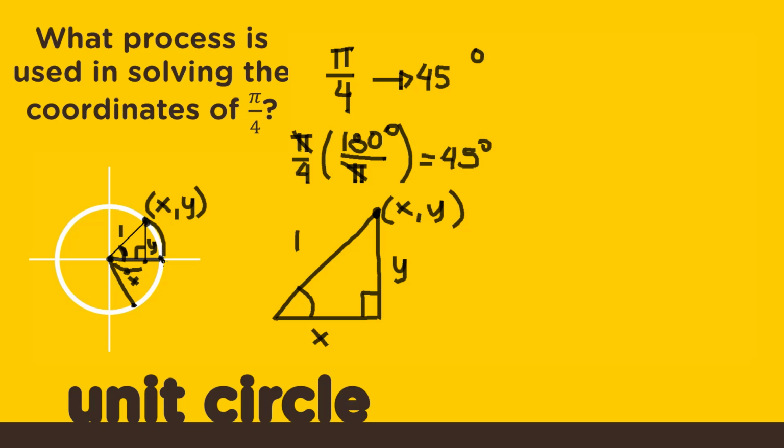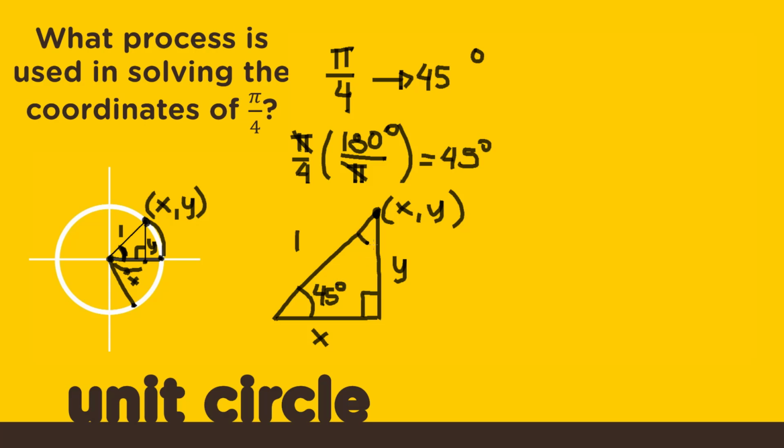What we know between a central angle and its intercepted arc is that the measurement of the central angle is just equal to its intercepted arc. So if the arc is pi over 4, or equivalent to 45 degrees, the measurement of the central angle is also 45 degrees. Hence, this is also 45 degrees.